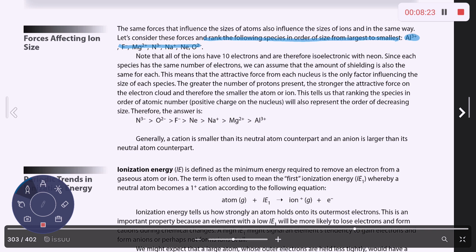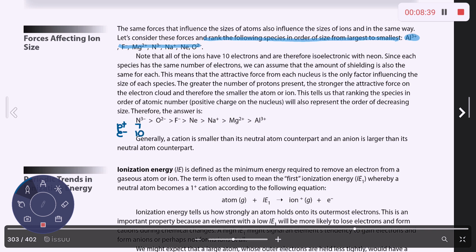So here if you take a look at nitrogen, nitrogen has got 7 protons. So I'm going to list the protons on the top and the electrons on the bottom. So nitrogen has 7 protons. The -3 charge means it gains 3 electrons. So this has 10 electrons.